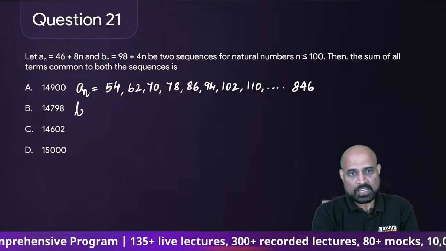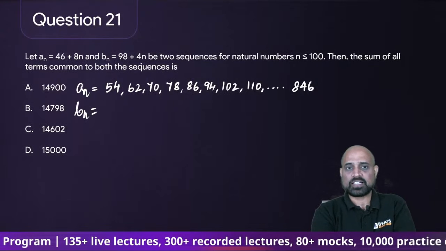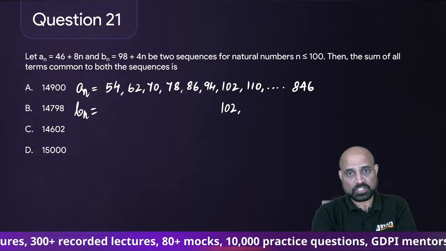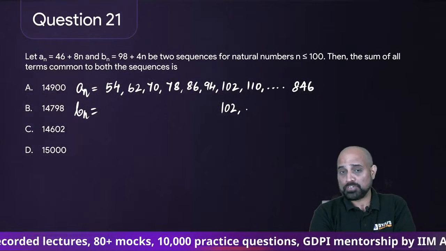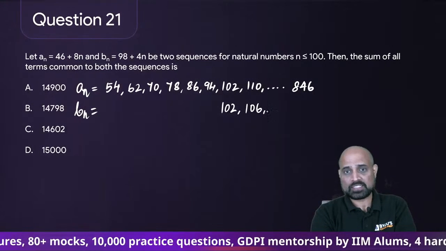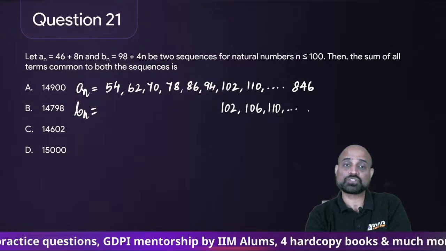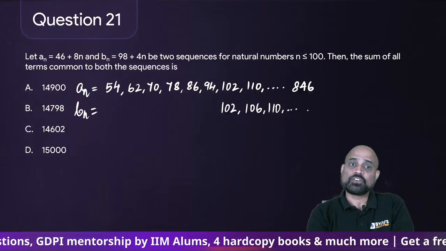Right? If I look at bn, it starts with 98 plus 4 which is 102. So 102 इधर match करेगा. And then there will be a jump of 4, so it is going to be 106 and then 110 and this continues. And the last term is going to be 498.